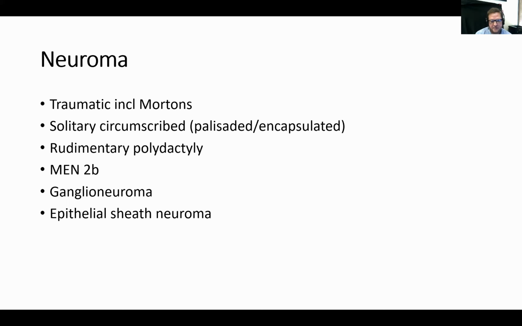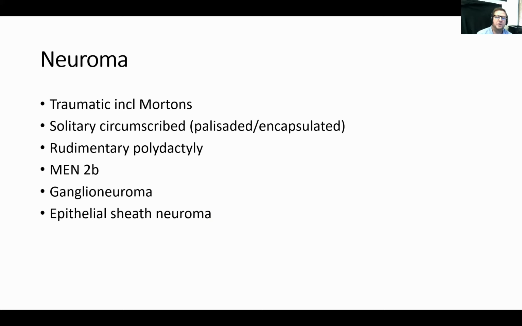Polydactyly, base of the 5th digit. We can see sometimes the MEN2B syndrome has neuromas, mucosal neuromas. Think about, so that's the multiple endocrine neoplasia syndrome. RET gene, just think mucosal neuromas.